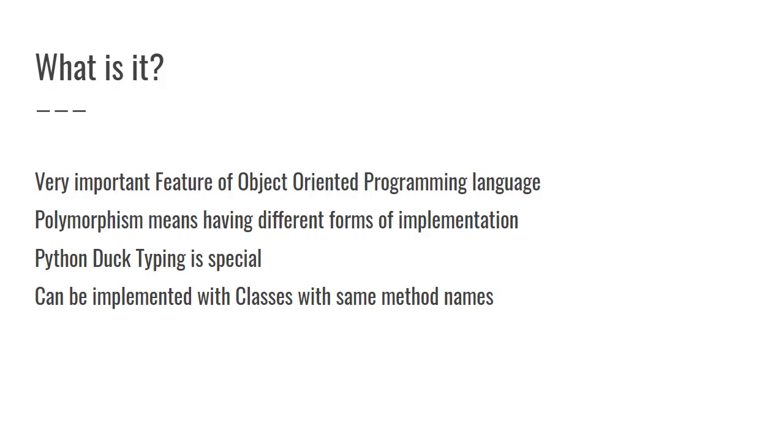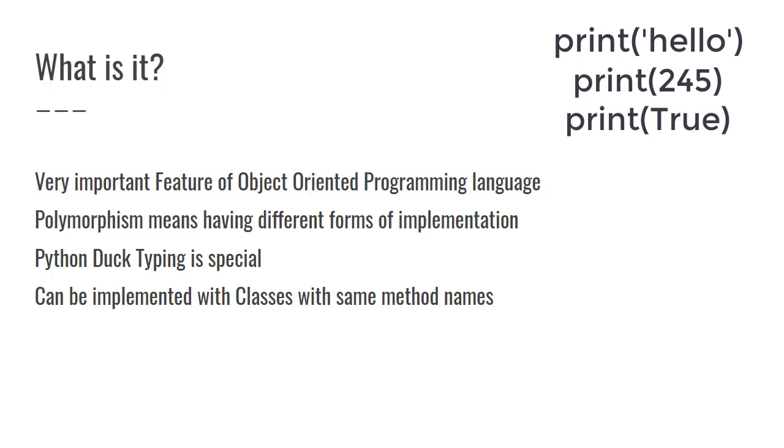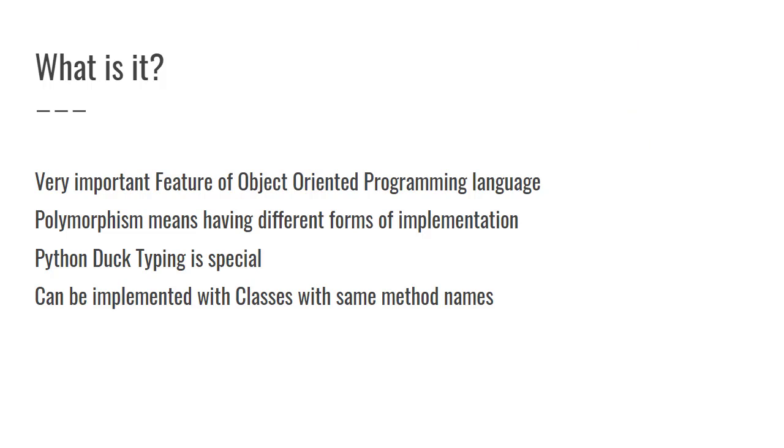We have already seen a glimpse of Python polymorphism. For example, our print function that we have been using all along can print strings as well as numbers and Boolean data types. That's also called polymorphism. It can not only work with different data types but also on different number of arguments.